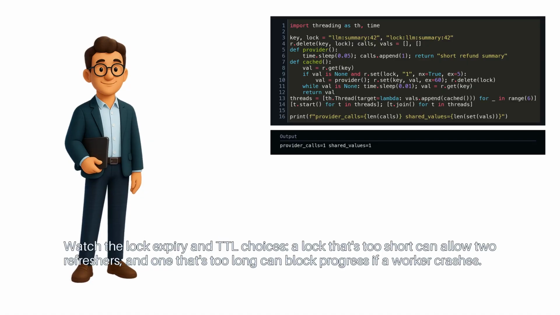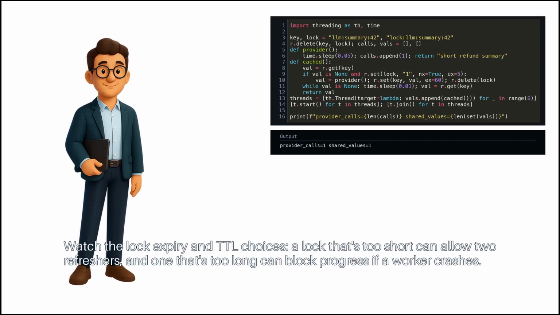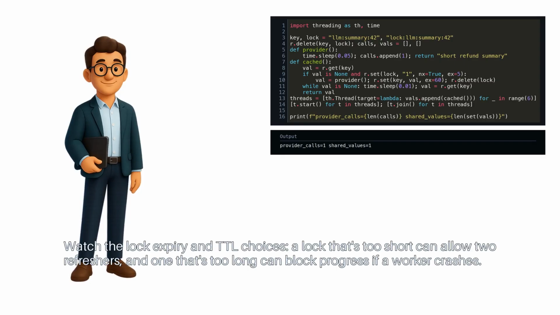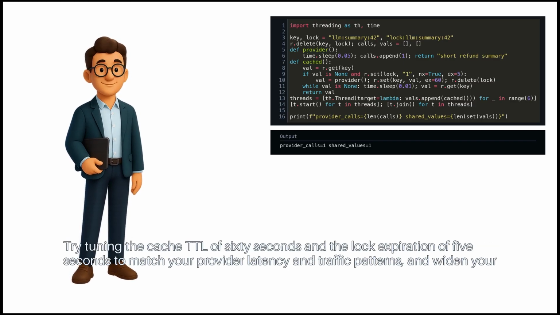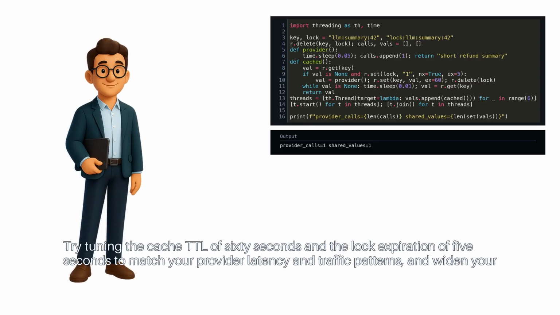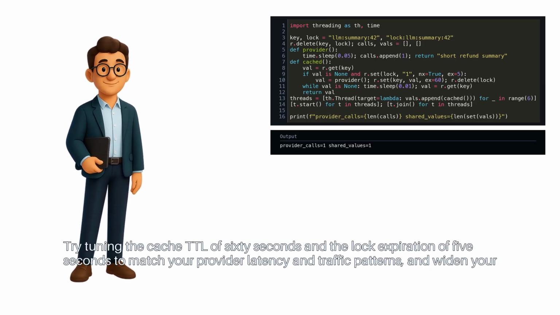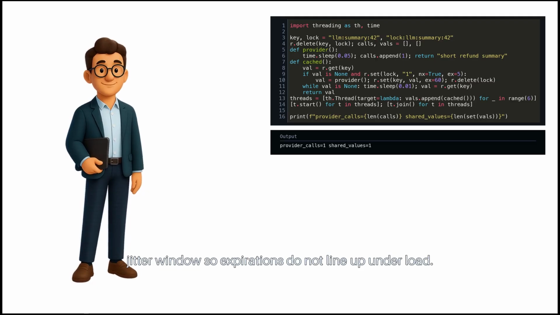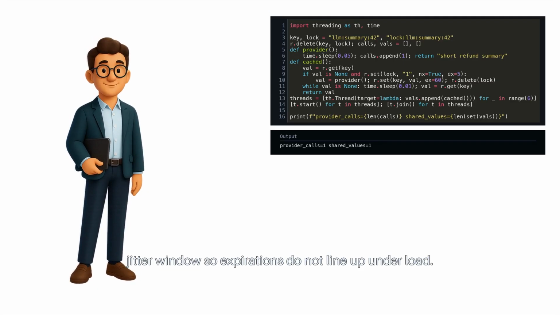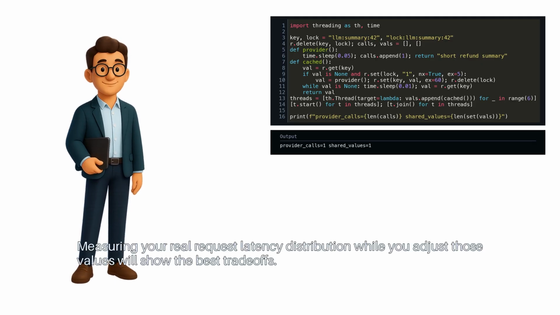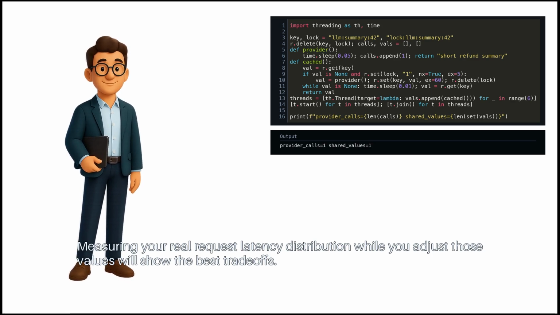Watch the lock expiry and TTL choices. A lock that's too short can allow 2 refreshers, and one that's too long can block progress if a worker crashes. Try tuning the cache TTL of 60 seconds and the lock expiration of 5 seconds to match your provider latency and traffic patterns. And widen your jitter window so expirations do not line up under load. Measuring your real request latency distribution while you adjust those values will show the best trade-offs.